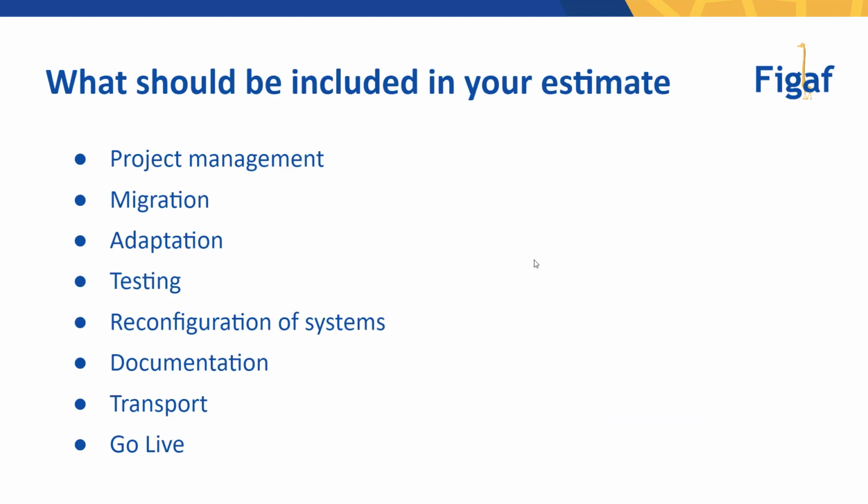What should be included in your estimate? And obviously this depends on the scope, what you want to achieve. But obviously you need to have project management in. How much time are you going to spend on this? What's the effort to migrate an ICO? And how much do you need to spend on adopting to that ICO? Testing efforts, reconfiguration of systems, how does that all work? Some systems may be easier, some harder, and you need to figure out, okay, what's the scope of this?